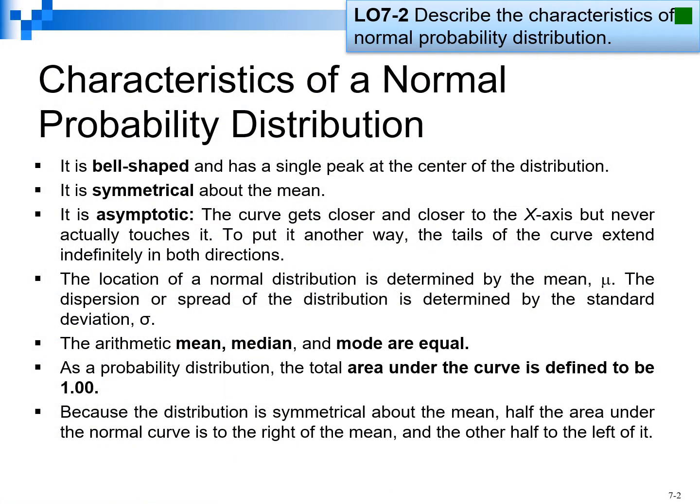Now, some characteristics of the normal curve. Obviously, I just drew a picture of it. It is a bell-shaped curve. It is symmetrical. Just a couple big things: notice the mean, the median, and the mode are all equal. And the total area under the curve is defined to be 1 or 100%.